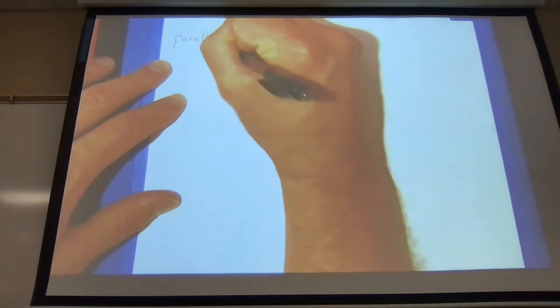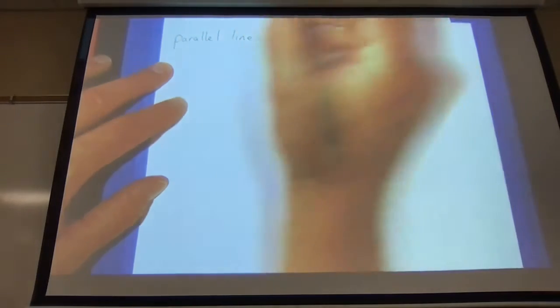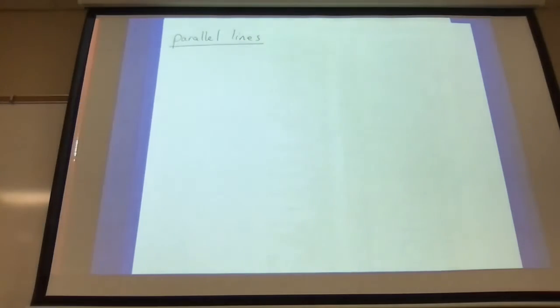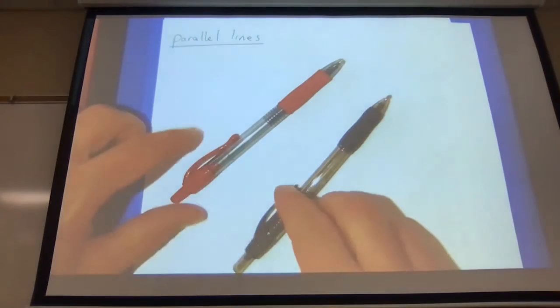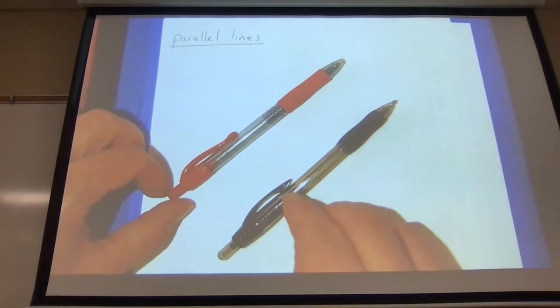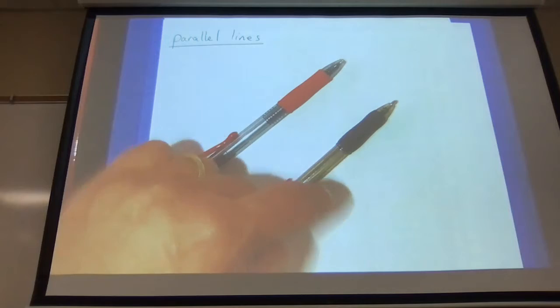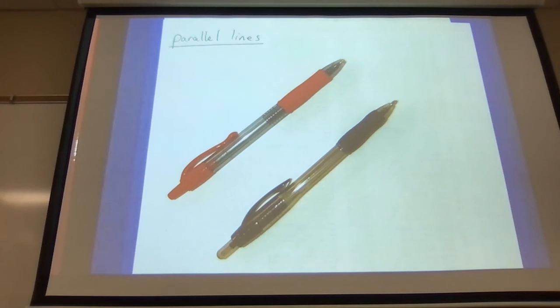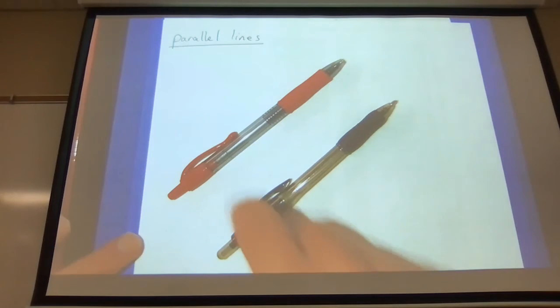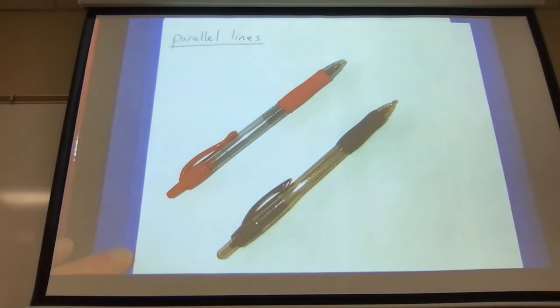Let's start with parallel lines. I already talked about parallel lines. I'm going to use my 2 pens as my parallel lines. 2 parallel lines are never going to intersect. They're on the same plane. Now, if you think about that, what does that tell me about the distance between those 2 lines? It's going to be the same. Always going to be the same. No matter where I measure it, that distance is going to be the same in between them.